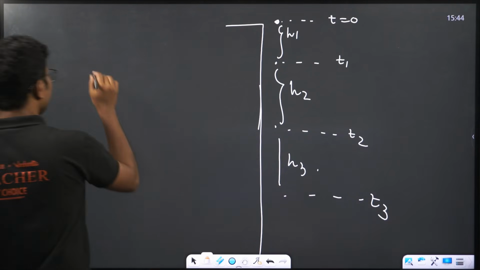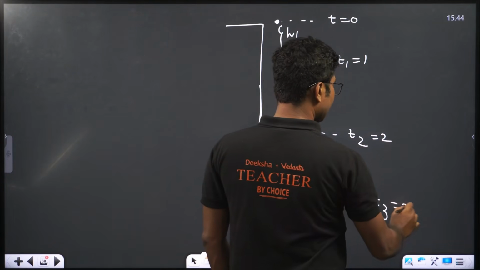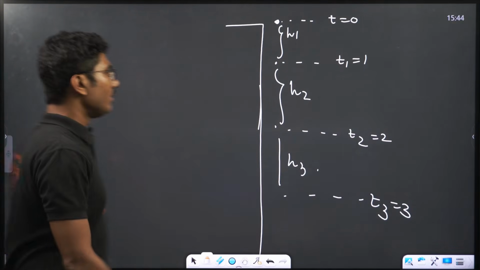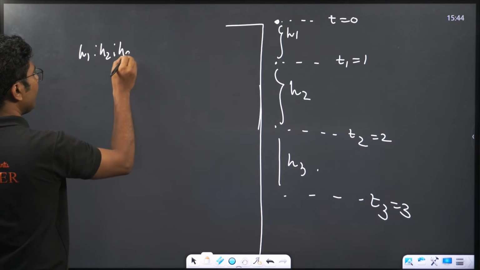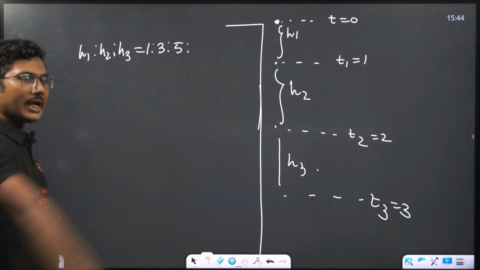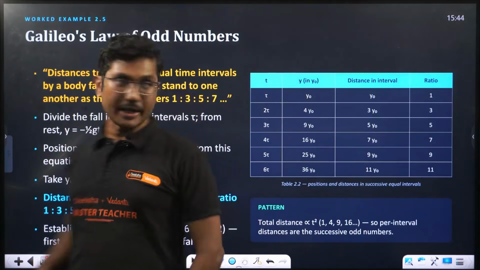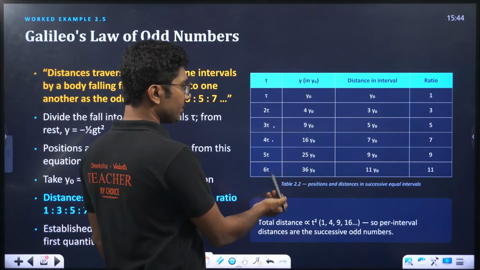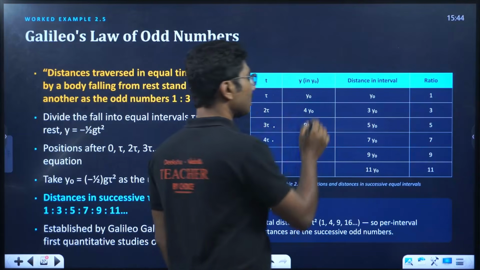If the interval is equal, it can be any other constant also, but if the intervals are equal, the ratio of these heights h1 is to h2 is to h3 will be 1 is to 3 is to 5 is to 7 is to 9, like that. The ratio is constant. If you consider the equal interval of time, here they have taken tau, 2 tau, 3 tau, 4 tau, 5 tau, 6 tau. The distance of interval is important, not the total distance traveled.